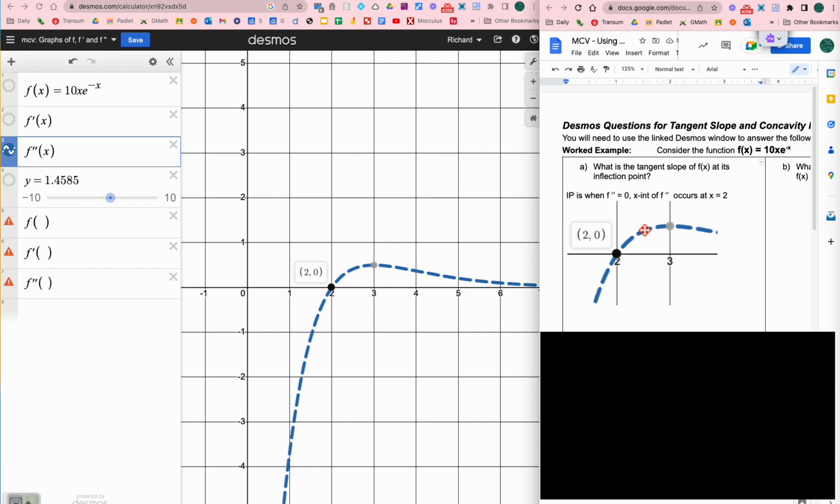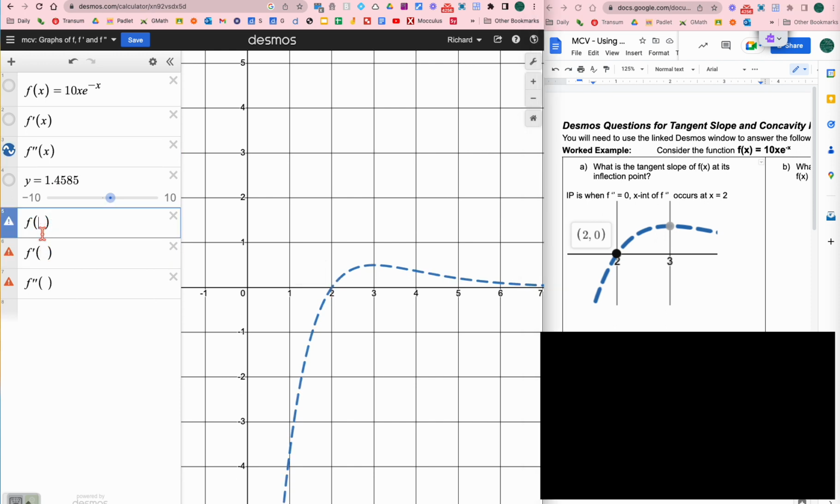What do I need to do now? After I do this, what else do I need to do? Well, I need to get the tangent slope at that specific x value. So now I'm going to go back over to here, and this has a nice feature right here. I can put a number in for f prime, so I just put in 2, and it's going to tell me the slope is negative 1.353.